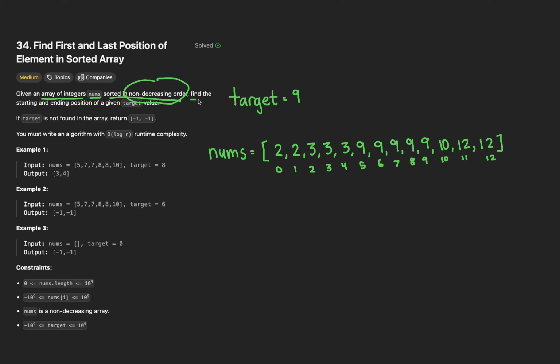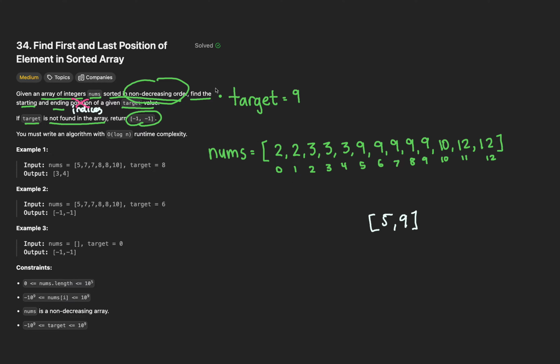Anyway, our task is to find the starting and ending indices of a given target value. If the target is not found in the vector, we're instructed to return the indices -1, -1. In our example, we have a target of 9, and therefore we'd like to find the leftmost 9, take note of its starting index, and then find the rightmost 9 and take note of its ending index.